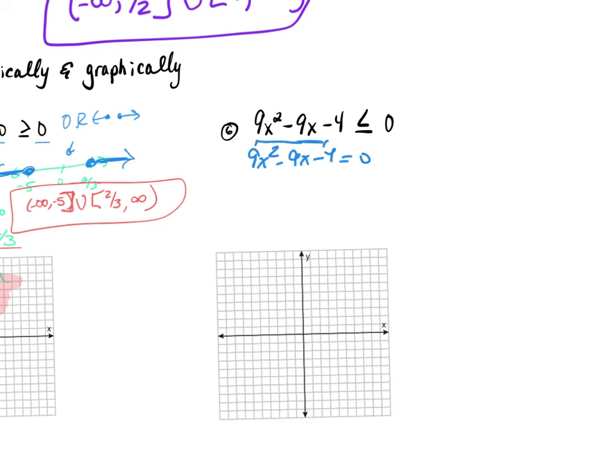Let me give myself a little more room. What in the world?